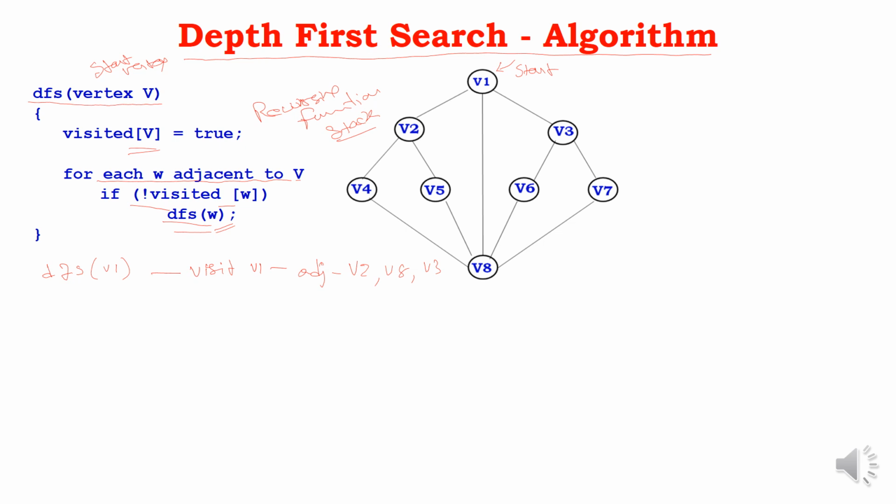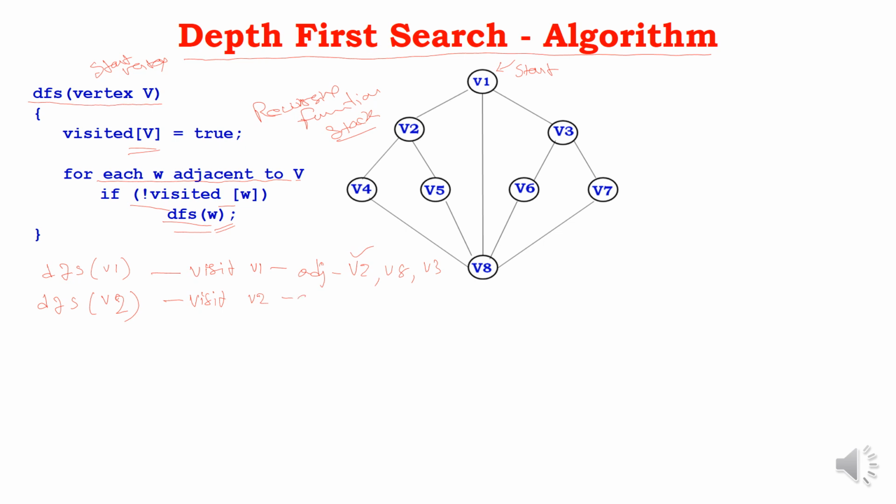So you may call 3 times, but now we call one at a time. For example, we call V2 first: DFS V2. Whenever you call V2, again the DFS function will be repeated. Vertex V is now V2. Visited V2 is true. Mark it visited. V2 is visited.